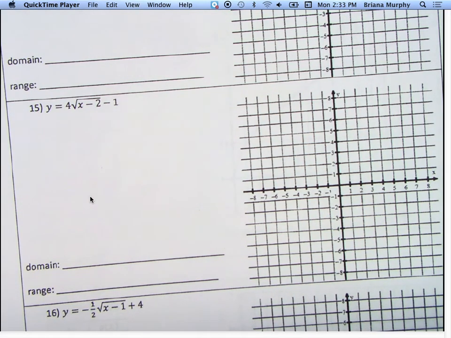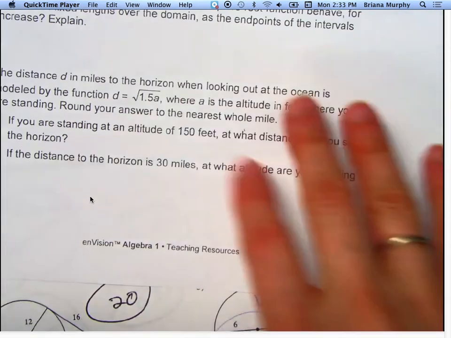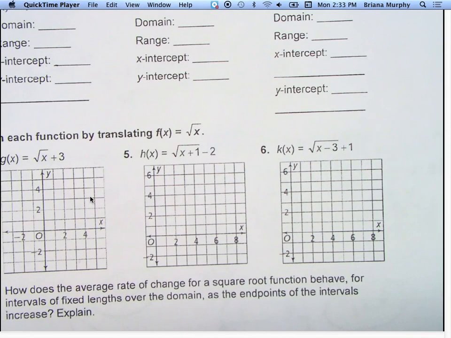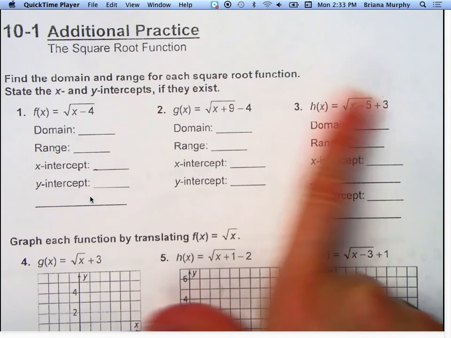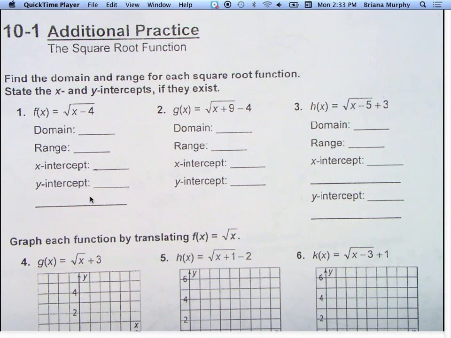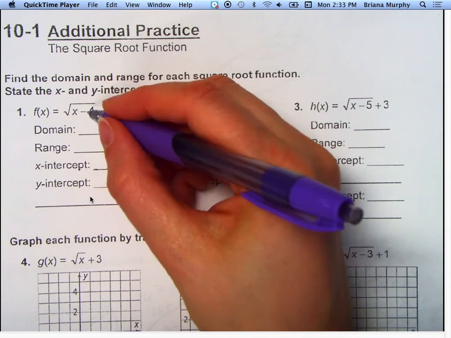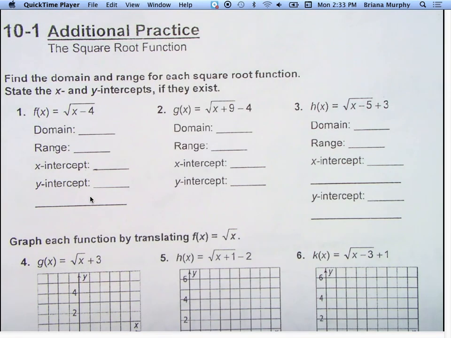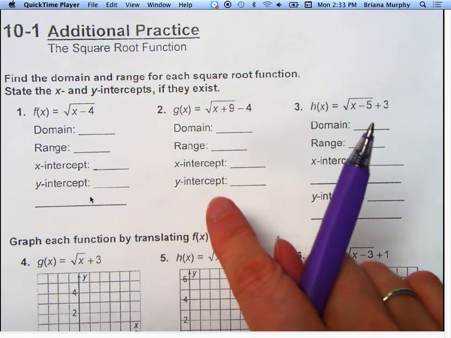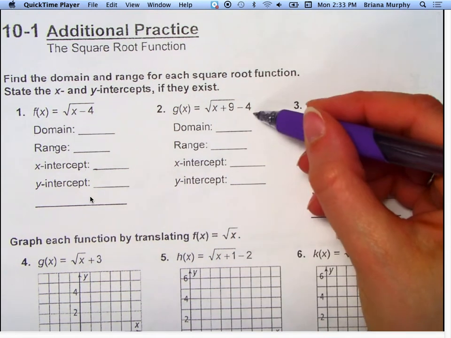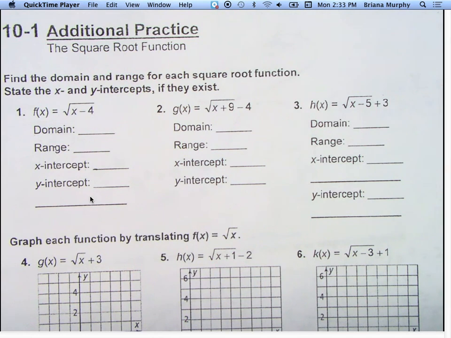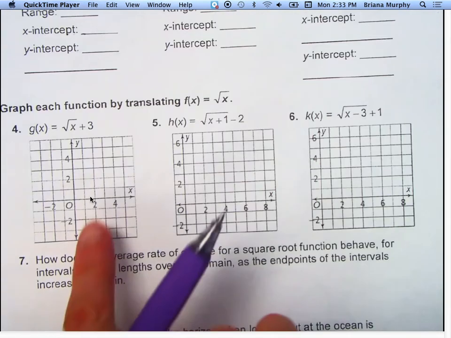How about I let you guys do your homework? So this is your homework, 10.1 additional practice. I've given you examples of almost all of these, where you've got to test your domain and range. Now remember, if it is inside the square root sign, what does it affect? If it's inside, it's going to affect your domain, right? If it's on the outside, it's going to affect your range, okay? So think about those. It's got you graphing some.